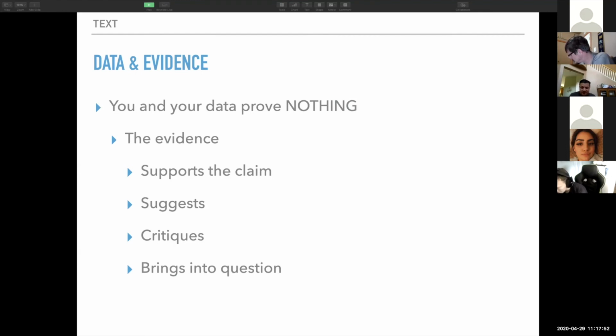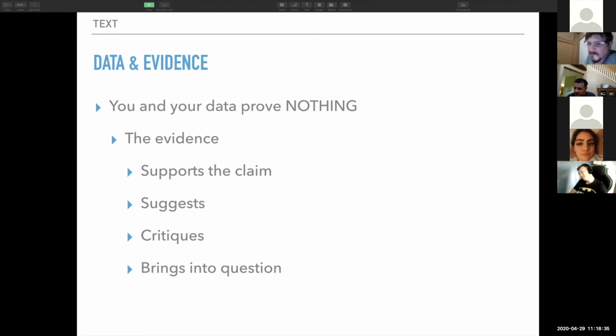So let's get back to data and evidence. Here's the thing: there is a P word that is no longer in your vocabulary. It's a scary word. This is basically a swear word. You could list a bunch of profanity and this word would still be worse. Prove. I'll have a stroke. You'll have to find a new professor. I'll have to be woken up with smelling salts because I read prove. You and your data prove nothing. Prove nothing, Mr. Bond, nothing.